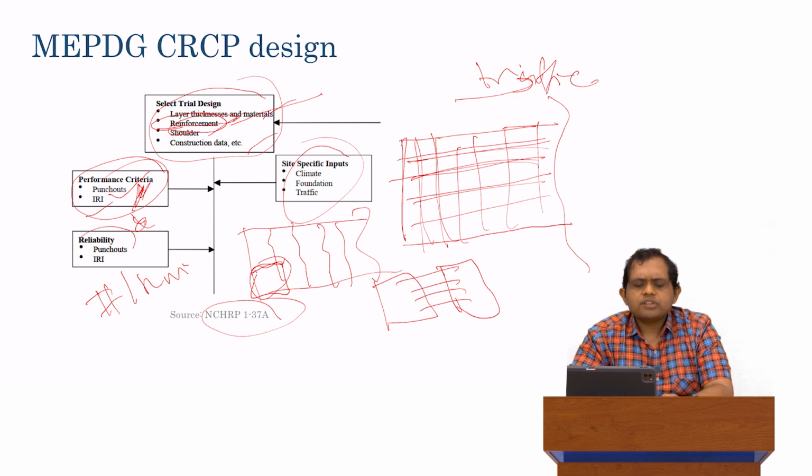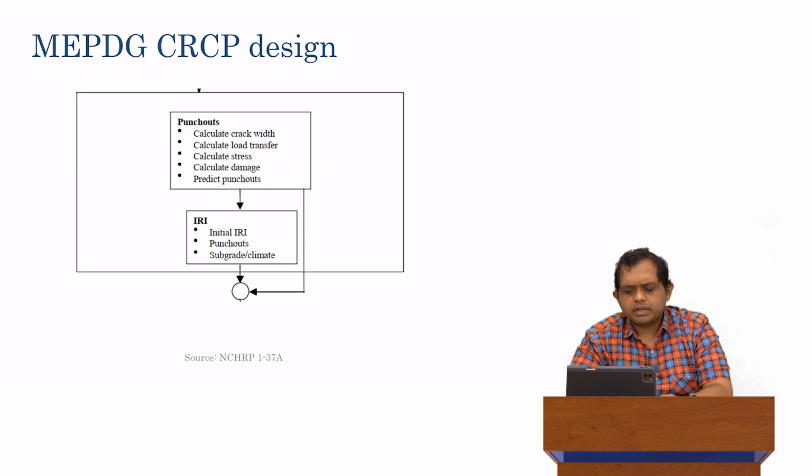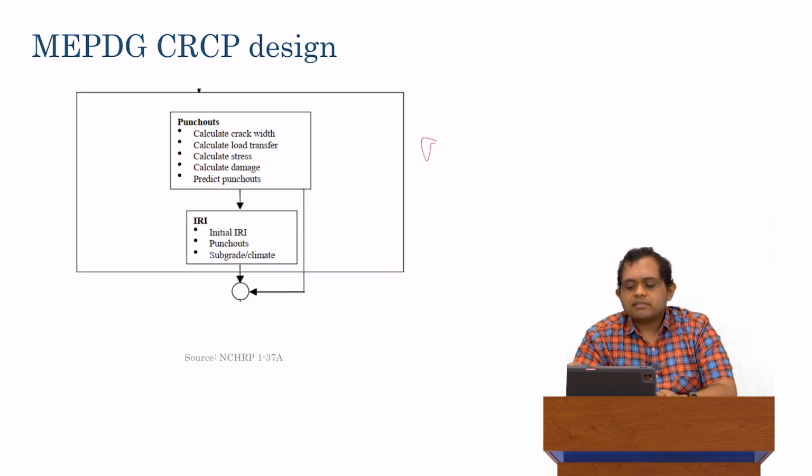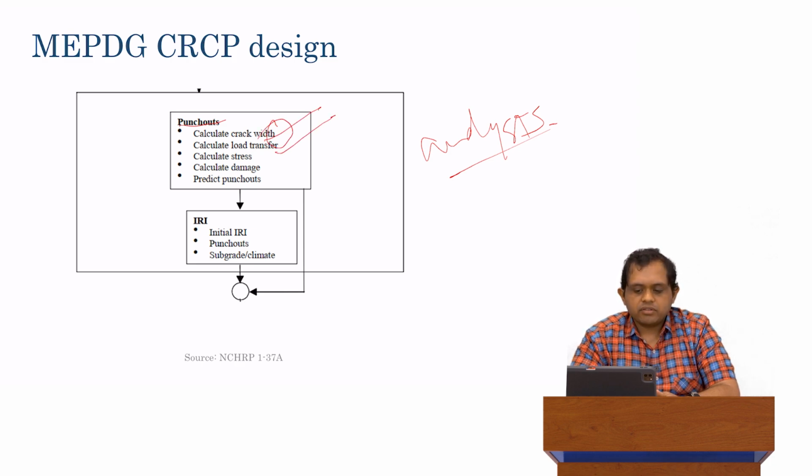Okay, we also have to put in some reliability. Again, I'll explain reliability a little bit in later lectures. So those were all our inputs. Now we come into this analysis box, and what's happening in analysis is that punch outs have to be calculated. To calculate punch outs, we have to make several calculations internally. We have to calculate the crack width. We have to calculate the load transfer. These are new concepts which we have not looked at previously. Previously, we didn't have any cracks in JPCP, so there was no crack width to calculate. There was no load transfer in the sense that we have dowels, and the dowels are taking care of load transfer.